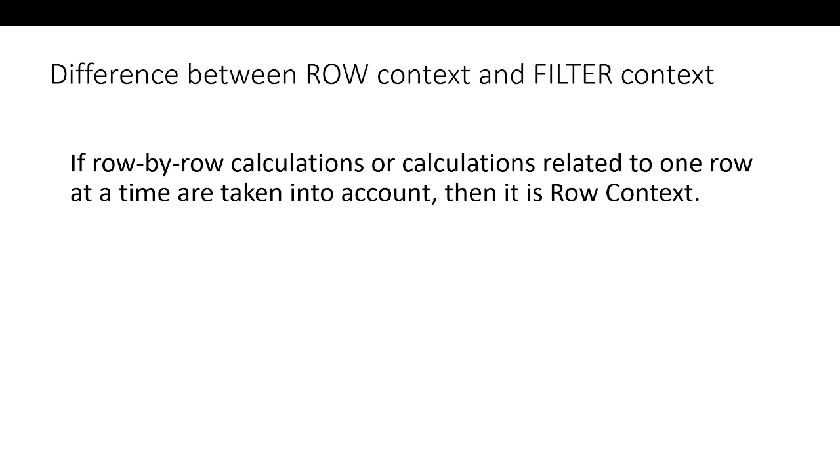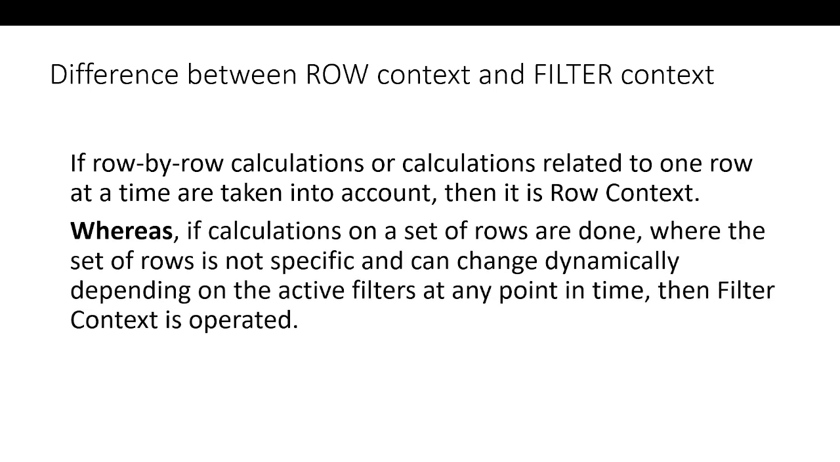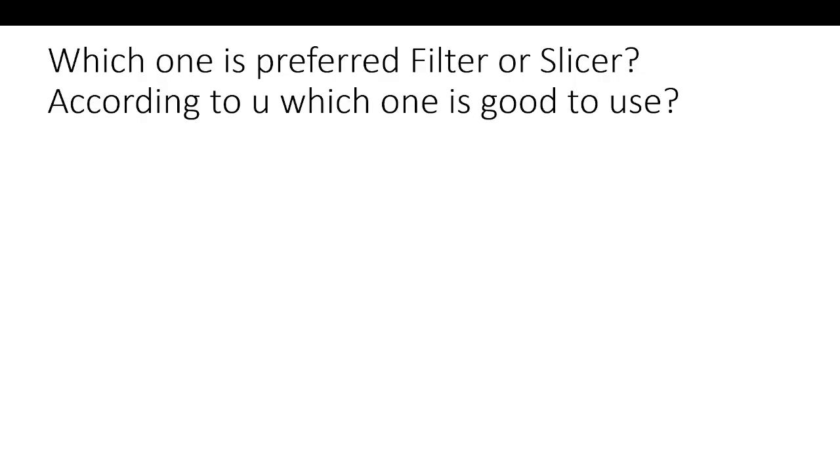Next, the difference between row context and filter context. What is row context? If row by row calculations, or calculations related to one row at a time, are taken into consideration, then it is row context. Whereas if the calculation is done on a set of rows, where the set of rows is not specific and can change dynamically depending on the active filters at any point, then we say this is filter context.